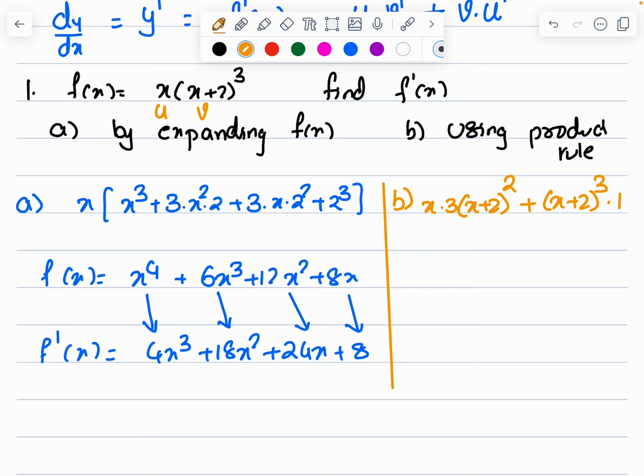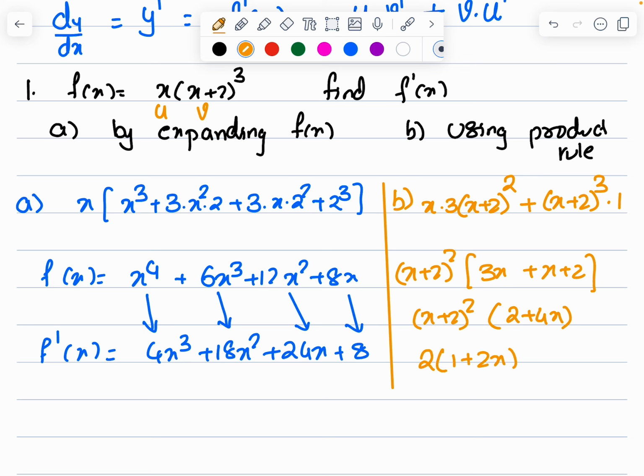We can simplify it further. How do I simplify it further? Take (x plus 2) whole square common. So I'm left over with 3x and one more (x plus 2). So what does that become? (x plus 2) whole square times (2 plus 4x). Then again take 2 common: 2 times (1 plus 2x) times (x plus 2) whole square. That's going to be the answer for question number 1.